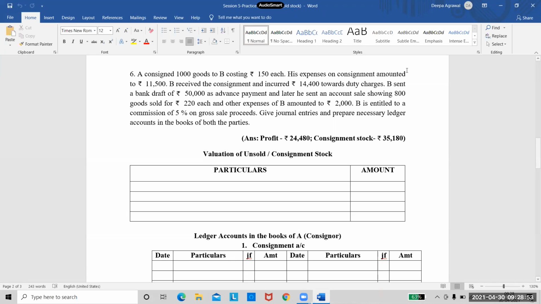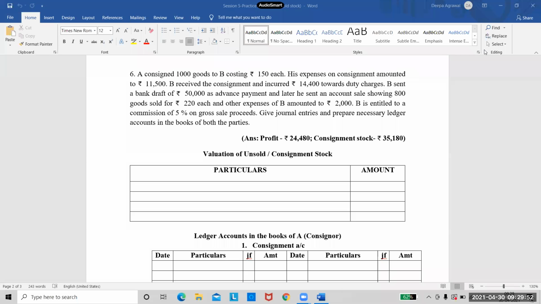Just 1 second. Yes. So he also mentions B's other expenses amounted to rupees 2000. Now when he says other expenses, what does this mean? He didn't tell us what is the category. So if he is not mentioning the category of expense, we have to assume that these are recurring expenses, and we will not take these other expenses of B for our valuation of consignment stock. Okay, because they are recurring expenses.